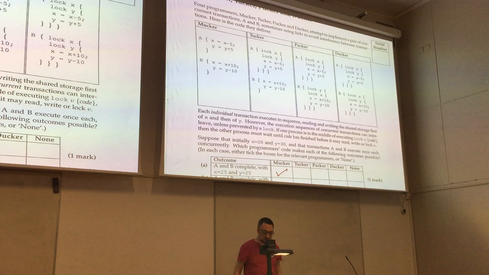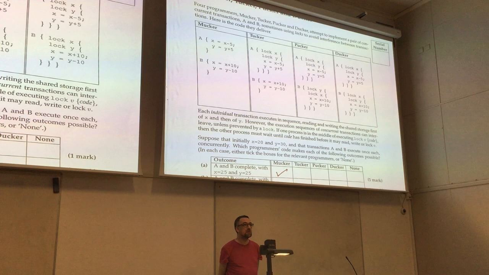No, that's not possible. Some sort of memory write will happen, and that will definitely change the value of at least one of the variables. So there's no way these programs can run to completion without changing anything at all. Okay, but next question. Is it possible to end up with x being 15 and y being 35? Yes. Yes, that is possible.